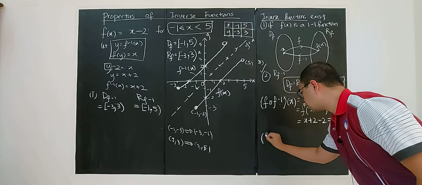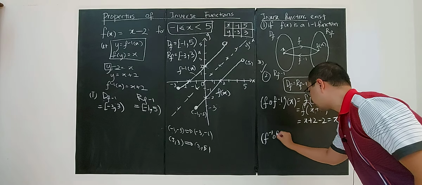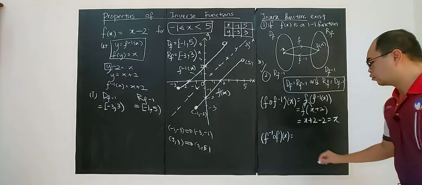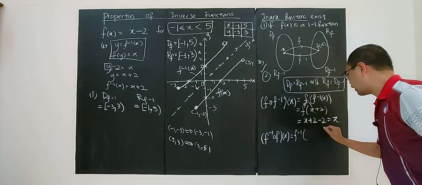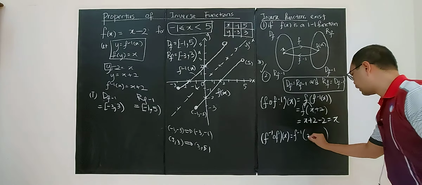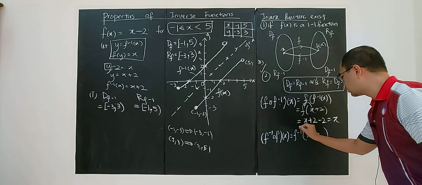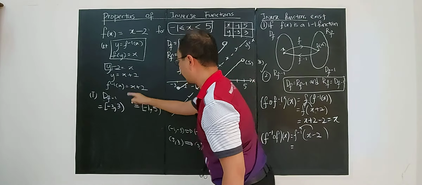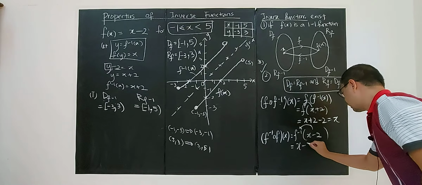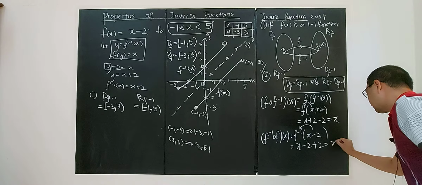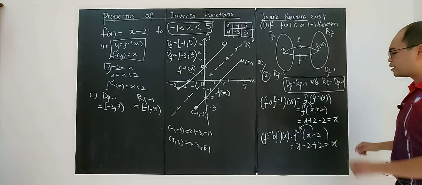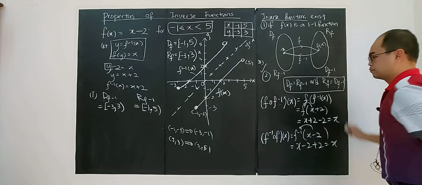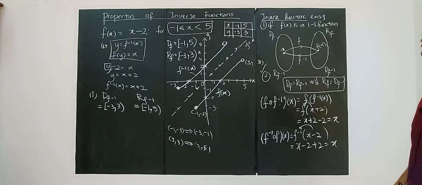It's the same thing if you find f inverse of f. You see, I changed the order. So it is f inverse of f of x. The f of x is x minus 2, and you put this into f inverse: x minus 2 plus 2. You are still getting an x. This is to verify that these two are inverses of each other. So these are the properties here.